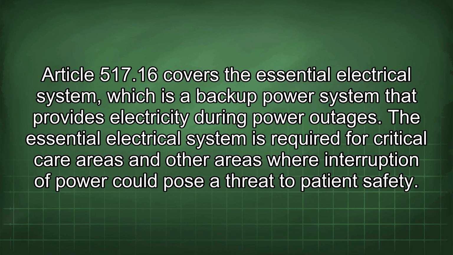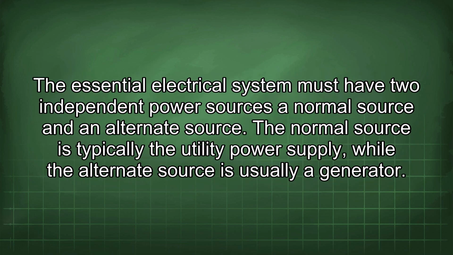Article 517.16 covers the essential electrical system, which is a backup power system that provides electricity during power outages. The essential electrical system is required for critical care areas and other areas where interruption of power could pose a threat to patient safety. The essential electrical system must have two independent power sources, a normal source and an alternate source. The normal source is typically the utility power supply, while the alternate source is usually a generator.